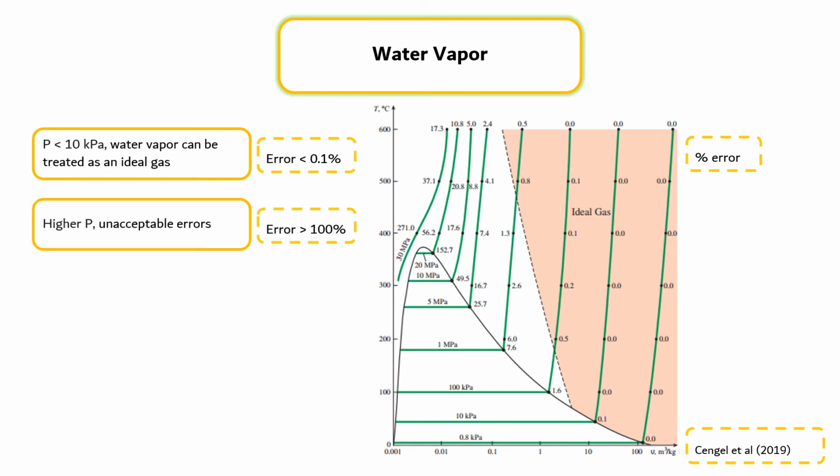At higher pressures, however, the ideal gas assumption yields unacceptable errors, particularly in the vicinity of the critical point and the saturated vapor line, over 100%.